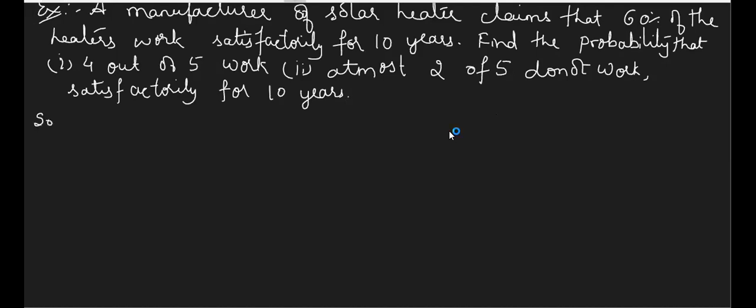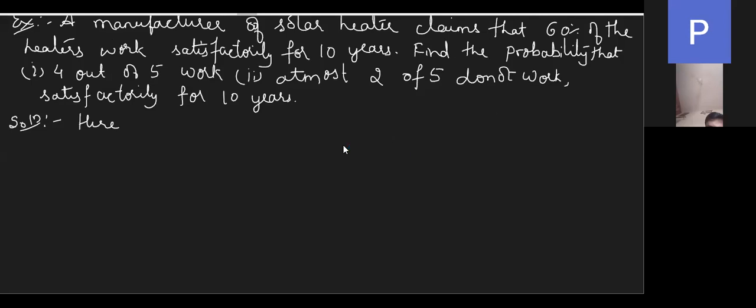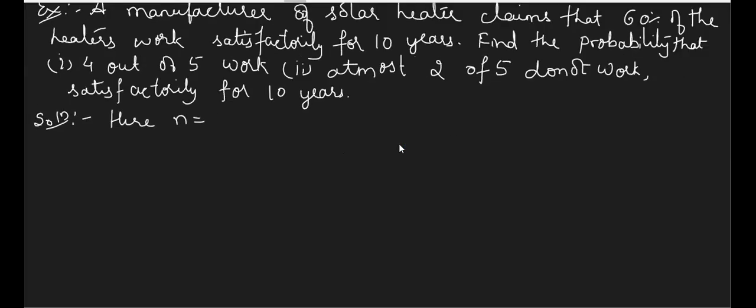So first, here we have to discuss regarding how many heaters are being given. What is the value of n here? Just see the condition, 4 out of 5, at most 2 of 5. Now can you tell me what is n? They have given 5 heaters. Okay, so n is 5.